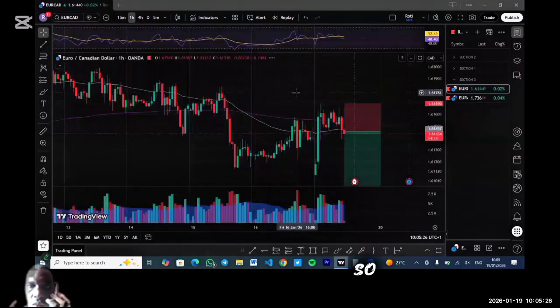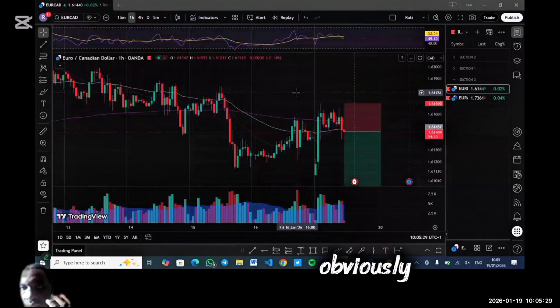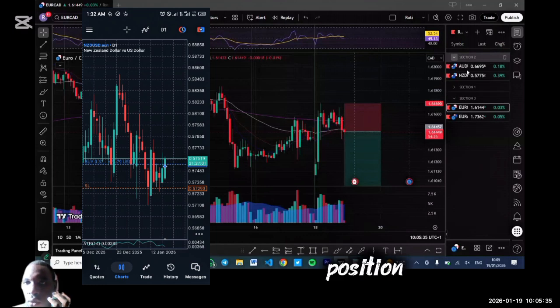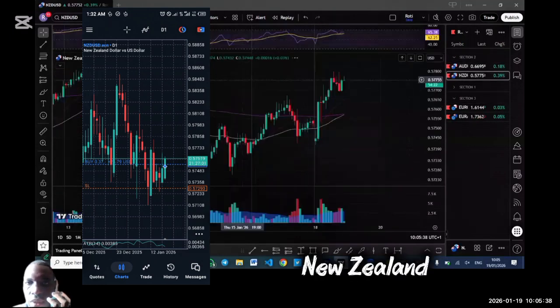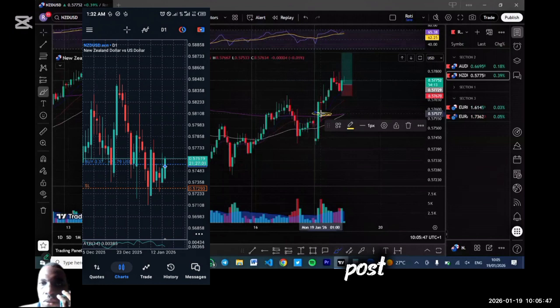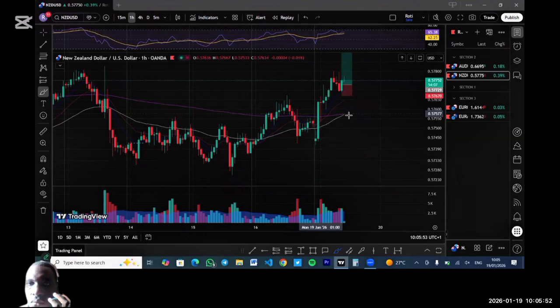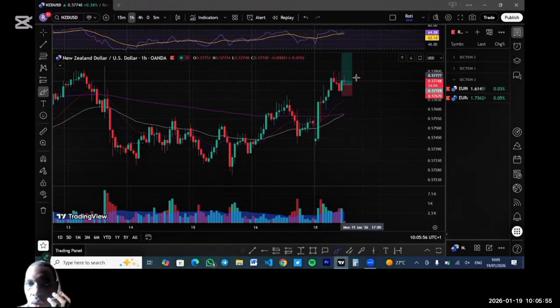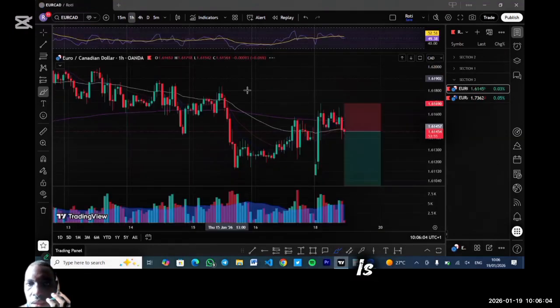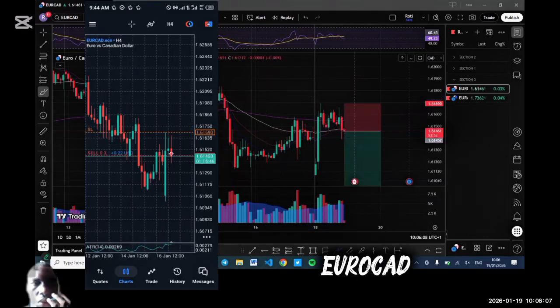So while this was going on, obviously looking at the news, the US pairs were going to be active. I entered a position on New Zealand USD around this area, somewhere around here. I'll post the MT5 screenshot, and that's just the update so far. I also had another entry around this area. I'll post the MT5 screenshot as well. But the main idea is EURCAD.